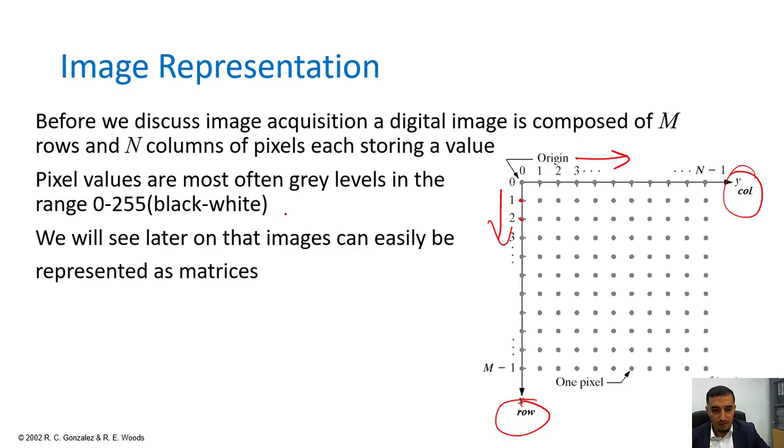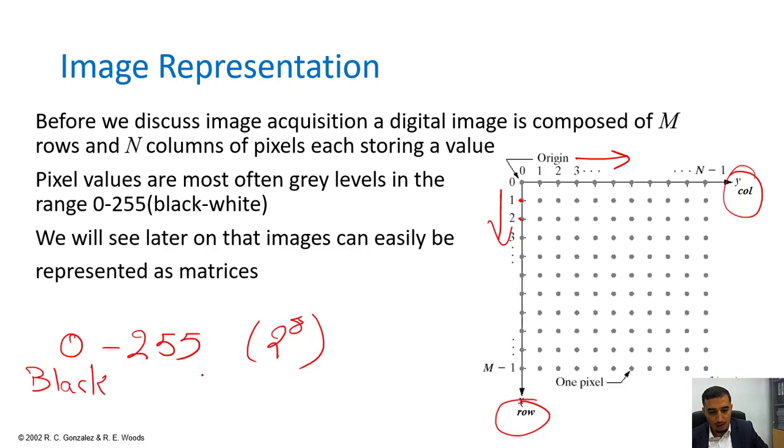So the pixel values are most often gray levels. If you have a gray image, then you have numbers from 0 to 255. In this case, we have 2 to the power 8 resolution. Now remember, 0 will be black, while 255 will be white, as discussed earlier in week number 1.